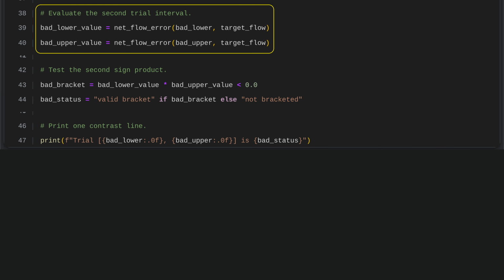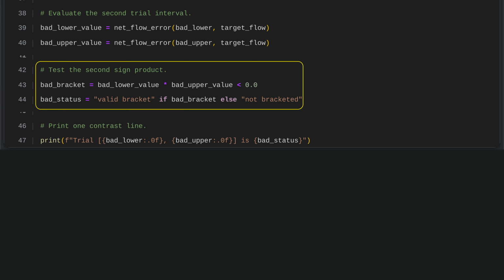To test the second trial interval, we compare the flow rates at its lower and upper boundaries with the target flow. The net flow error function gives the difference for each boundary. If these two differences have opposite signs, the interval brackets a root.